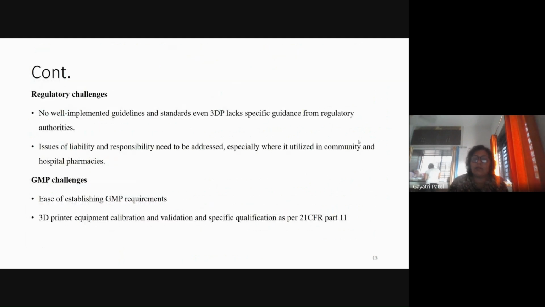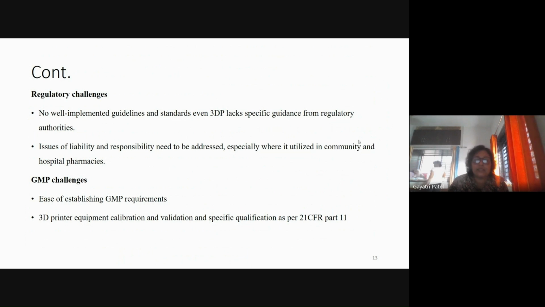Regulatory challenges: I already told you there is no well implemented guideline or standard, even from the US FDA or the EMA, the European Medicines Agency, and others. So there is a lack of specific guidance from the regulatory authorities. Then issues of liability and responsibility need to be addressed, because it will be utilized in community and hospital pharmacy, meaning each and every person needs to be trained and work accordingly.